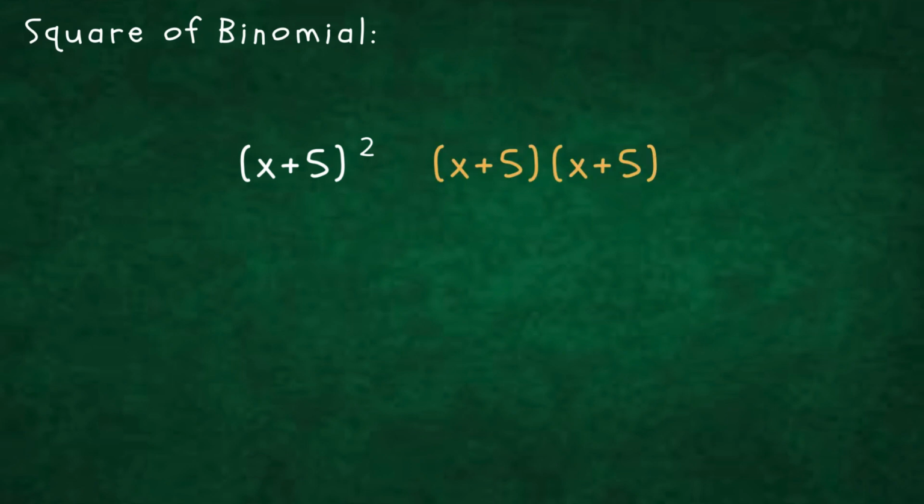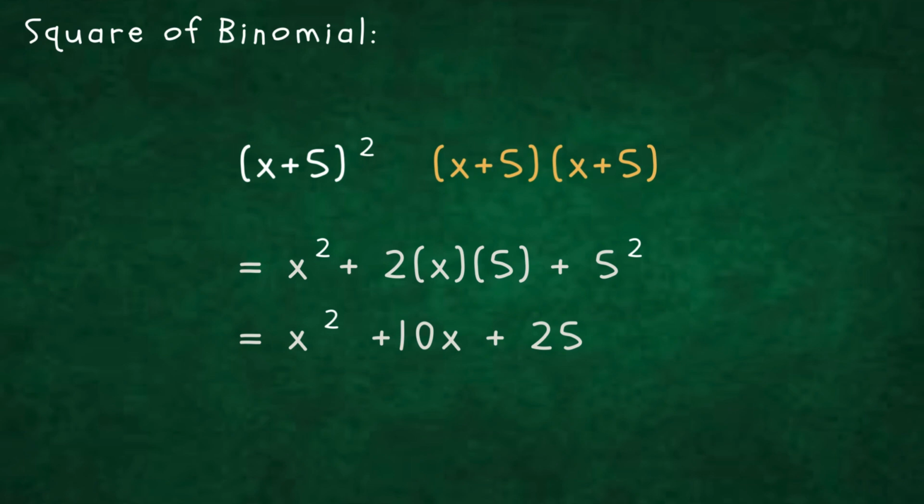Let's take this expression as an example. (x + 5)², or (x + 5)(x + 5). First, we need to square the first term. That will be x squared. Next is twice the product of the first, the x, and the last term, which is 5. And we will square the last term, so 5 squared. This will give us the answer as x squared plus 2 times 5x, that will be 10x, plus 25.